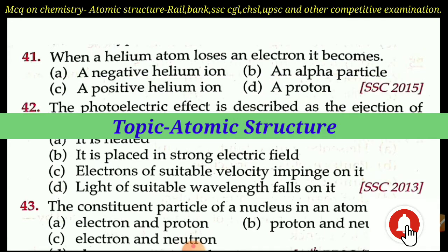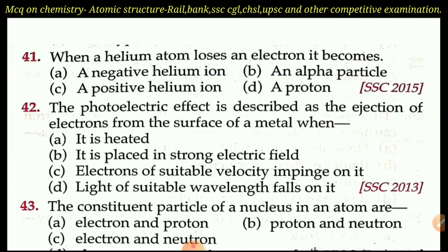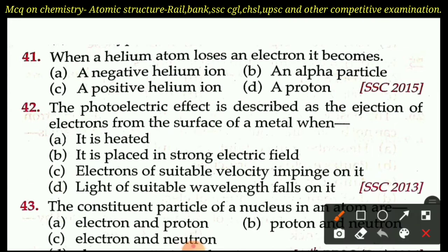Now go to question number 41. When a helium atom loses an electron, it becomes: A, negative helium ion; B, an alpha particle; C, a positive helium ion; D, a proton. The right answer of question 41 is option C, a positive helium ion.